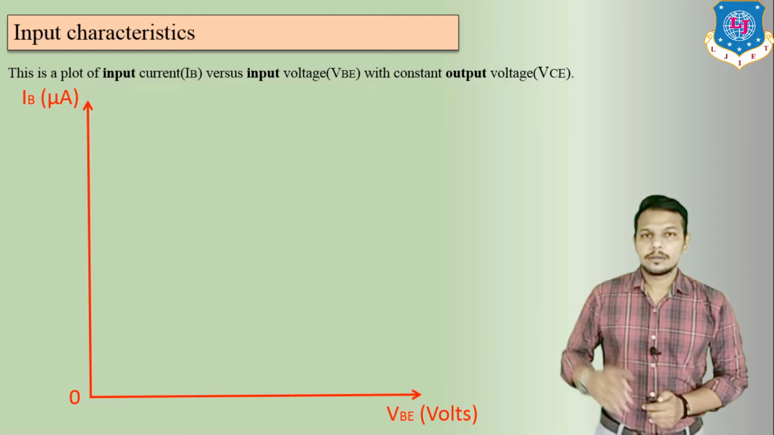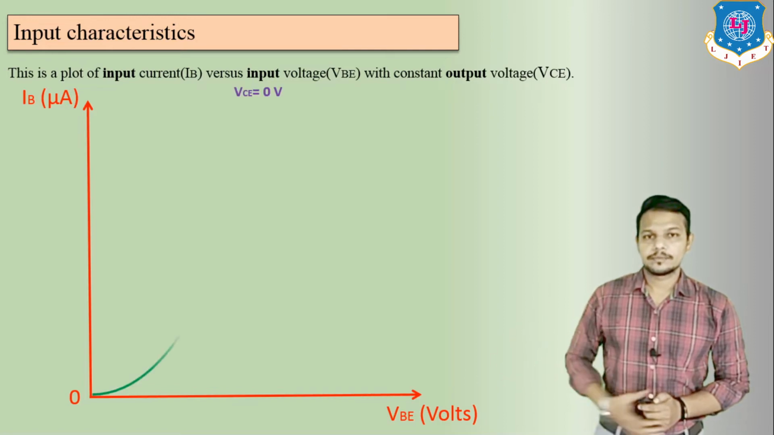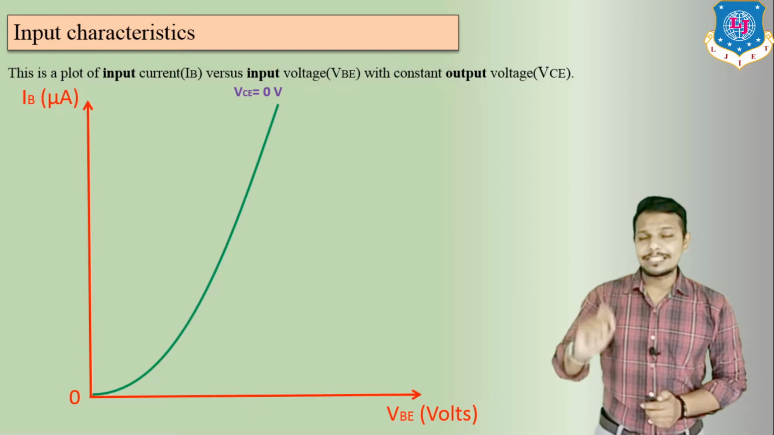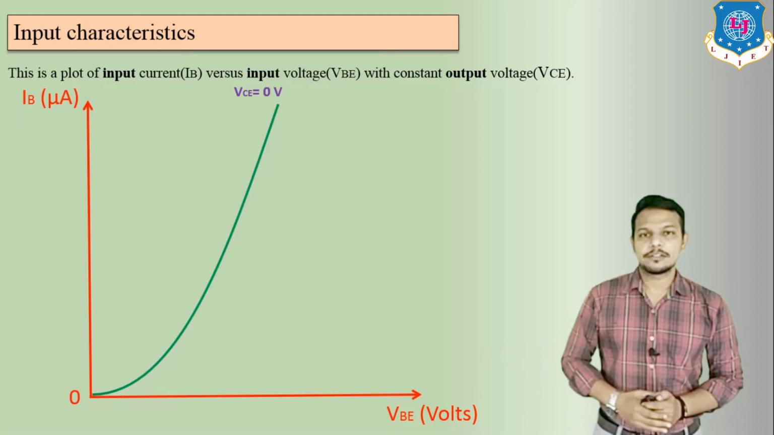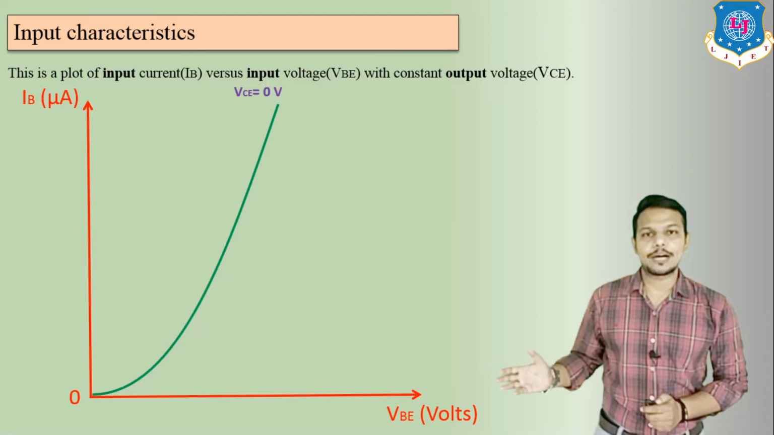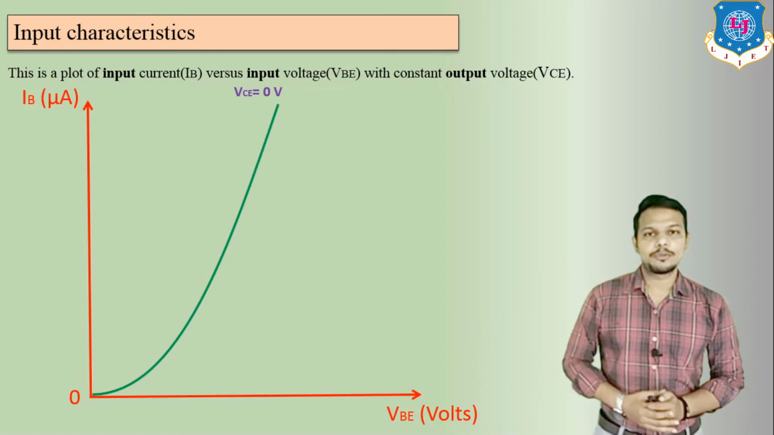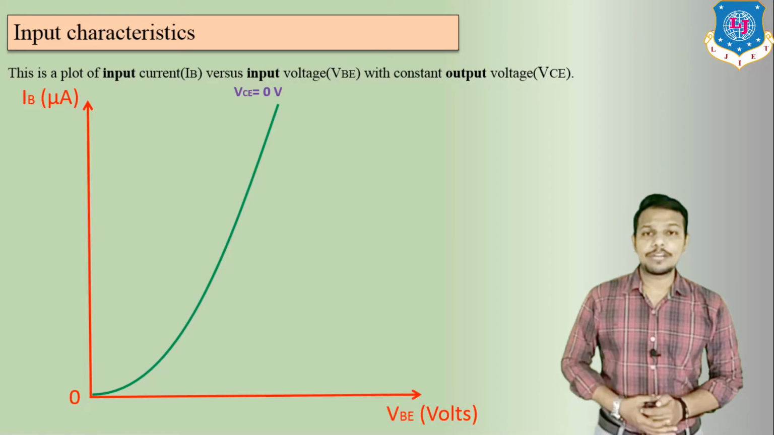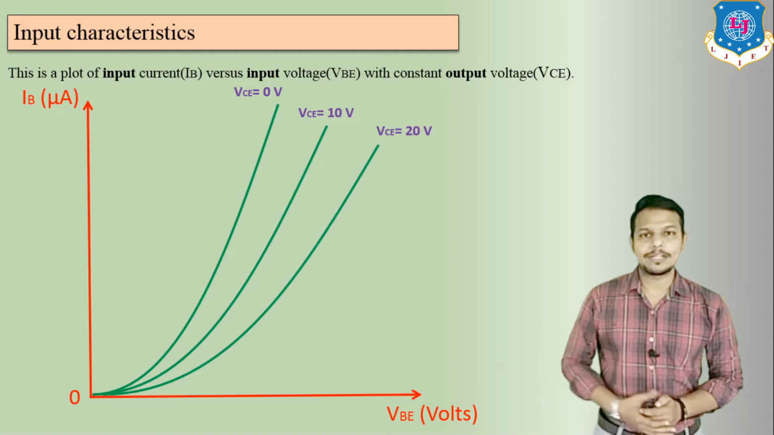Here you can imagine your graph like this. At VCE equal to 0 volt, your graph is like this. Why? Because this is basically forward bias. This is the forward region, that's why the characteristic is like the forward region. This is basically the PN junction diode's VI characteristics. So at VCE equal to 0 volt your graph is like this. If we increase VCE's value, then your graph shifts like this: VCE equal to 10 volt, VCE equal to 20 volt.